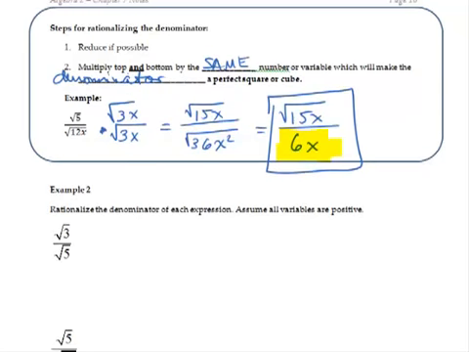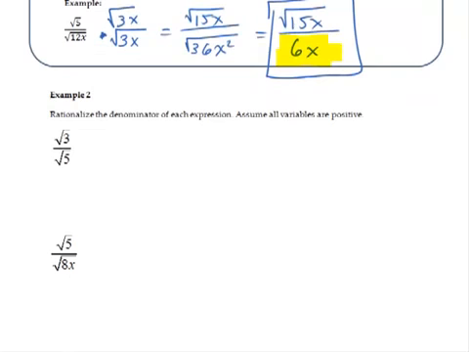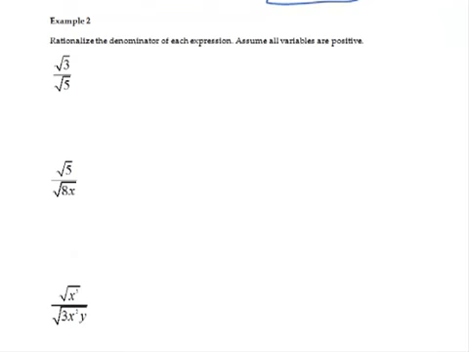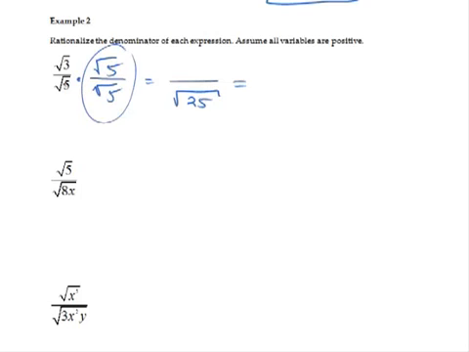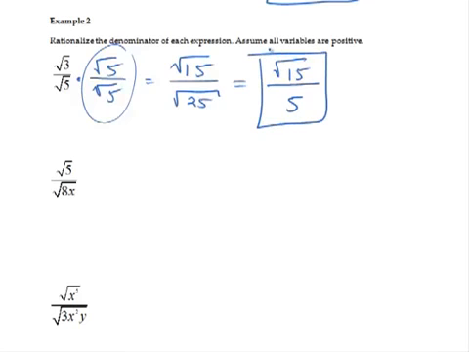So if we take a look at some more examples here, rationalizing the denominator. This one here, root 5, what do I need to make this a perfect square on the bottom? And a perfect square would be something like 25. So I need to multiply the bottom by root 5. And whatever I do on the bottom, I do on the top. Same number, always. So root 5 times root 5 is 25. Root 3 times root 5 is root 15. And then this becomes 5, and root 15 does not simplify. So it's square root 15 over 5.